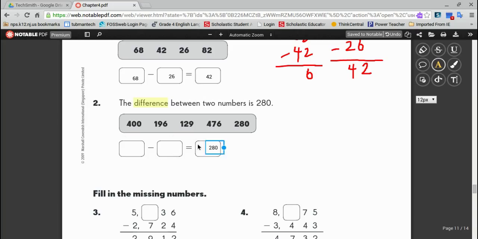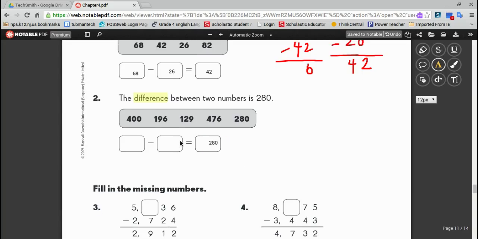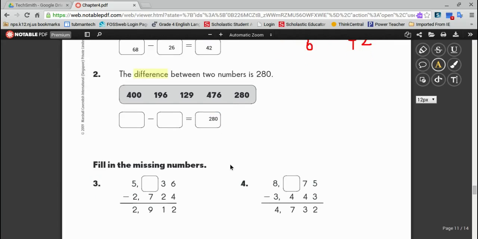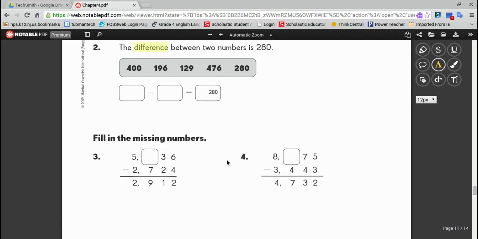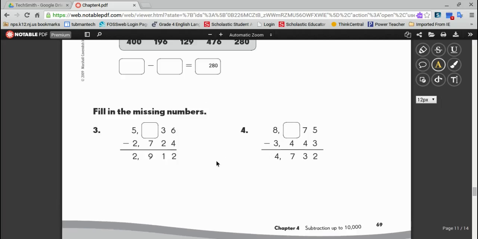If you want to make this quicker, try to estimate and do mental math and try to get something close to 280. And I'll give you an example. I'm not going to pick 196 minus 129 because that's close to 200 minus close to 100. 200 minus 100 is 100, and that's not close to 280 at all. So again, try to use mental math and get started, and we'll talk about 3 and 4 right now.